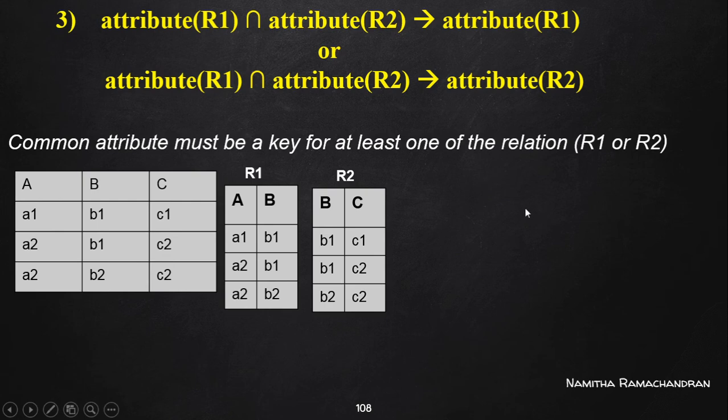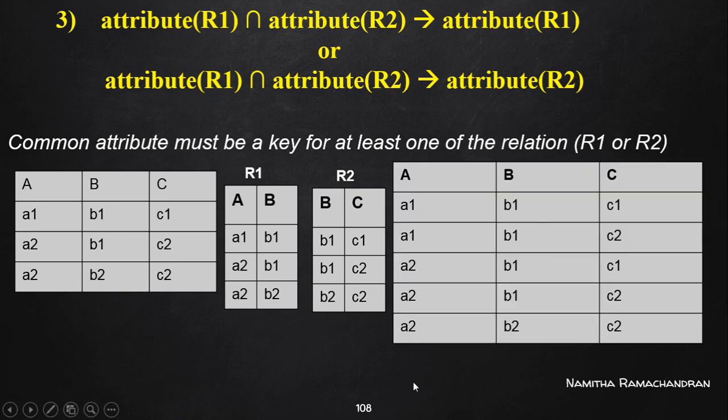Right. So now check the join operation between these two. Here we have the common attribute B. Now perform a natural join operation between this R1 and R2. So the resultant relation is like this. With respect to the values of B in R1 and R2, perform a join operation. So the resultant relation is like this.